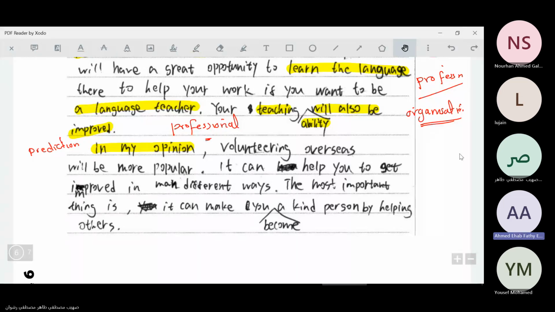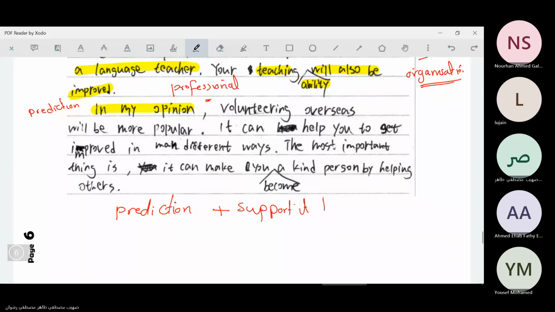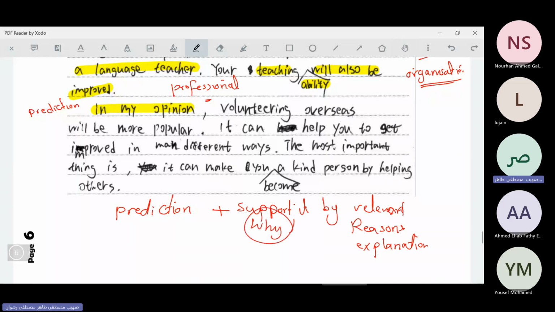It can help you to get improved in many different ways. The most important thing is it can make you become a kind person by helping others. Okay, thank you, Ahmed. Always, guys, in your prediction, after you mention the prediction, you must support it by relevant reasons and explanation. So give what you predict and then tell me why you predict so.